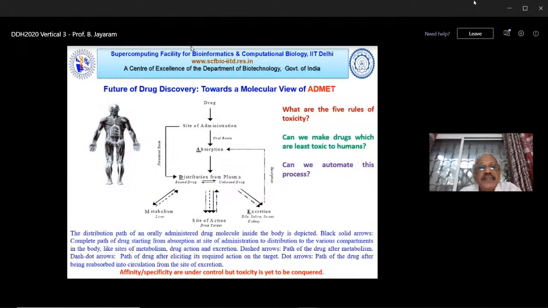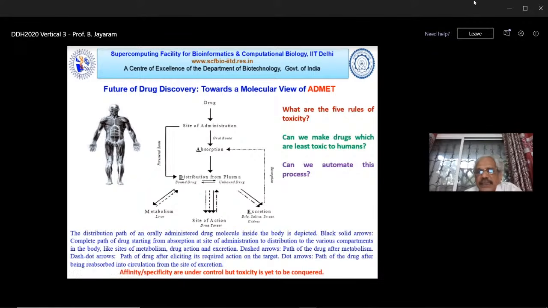Right now, where is the drug discovery heading? Well, it seems like we have this affinity and specificity under control. What we don't have under control is the T part. The ADME part seems to be under control, but the T part is not. So if you can give me 5 rules of toxicity, well, imagine the drug discovery is automated.